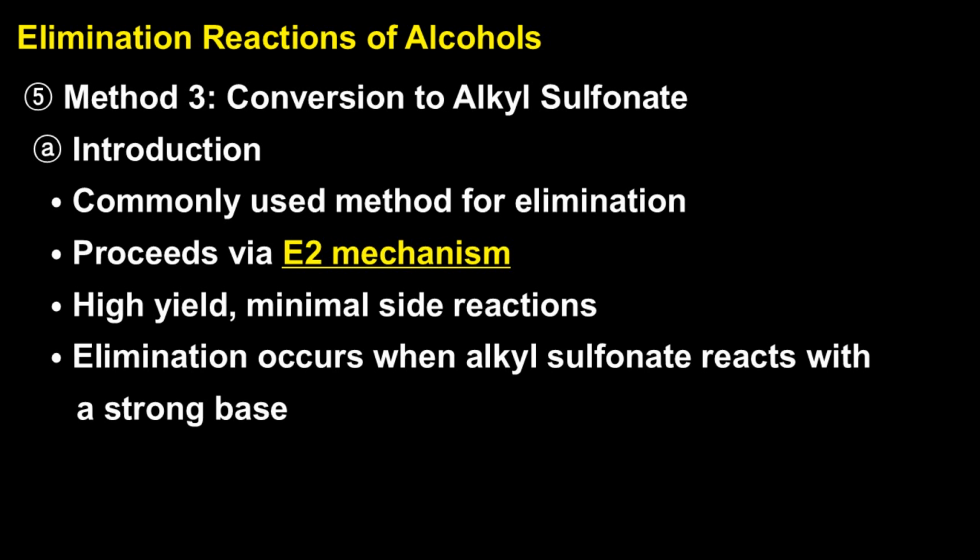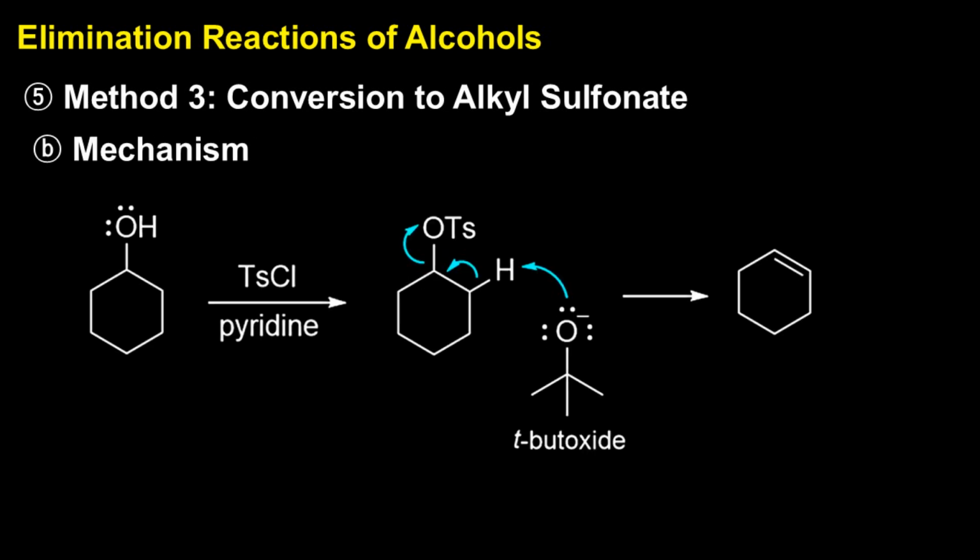The third method is to convert the alcohol into an alkyl sulfonate, like a tosylate. This method is widely used because sulfonates are great leaving groups, which makes elimination much easier. Once the conversion is done, the reaction follows an E2 mechanism, a one-step process. You get high yields and barely any side reactions. A strong base comes in, grabs a beta hydrogen, and at the same time, the sulfonate leaves. Let's take a look at the mechanism.